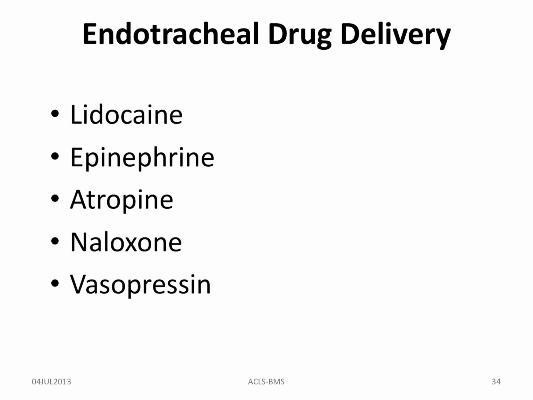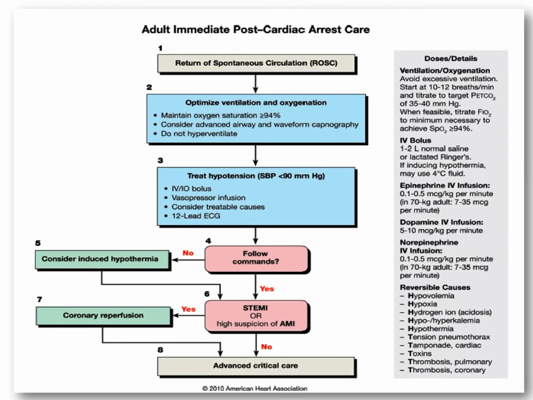Now, endotracheally also, the drugs can be given through the tracheal tube. These are lidocaine, epinephrine, atropine, naloxone, and vasopressin. And the adult immediate post-cardiac arrest care is basically, after there is a return of spontaneous circulation, optimize the ventilation and oxygenation so that the saturation on pulse oximetry shows more than 94%.